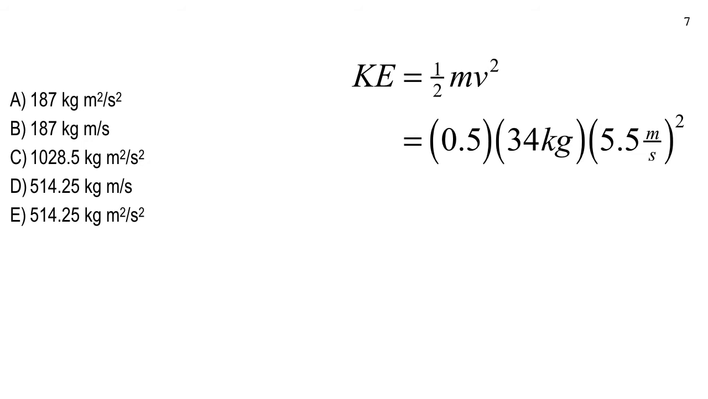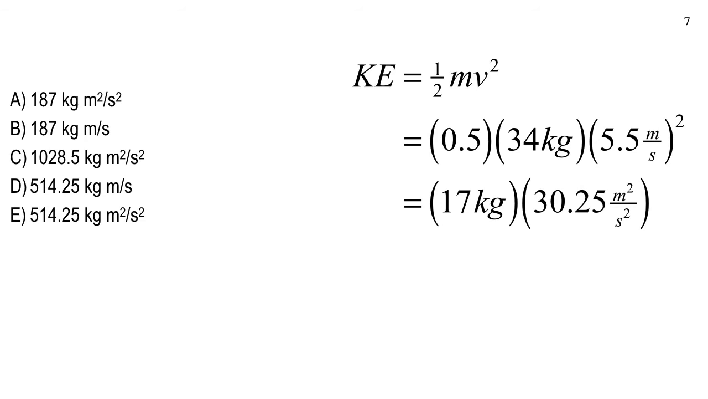Now, what I normally do is I just calculate everything together on my calculator, and if you can do that, that's great. But to describe it in terms of something that you write down on the page, what I would do is combine the first two parentheses together into 17 kilograms. And then the third parentheses with the square outside of it, I'd square it. And now I have 5.5 squared, that's 30.25. And then the units also get squared. So you have meters squared per second squared, all right? And now you can multiply those two together.